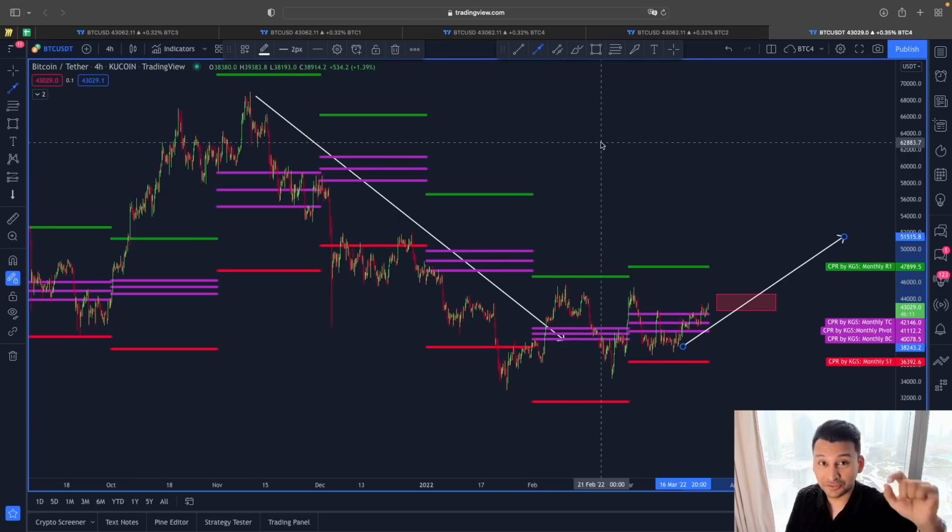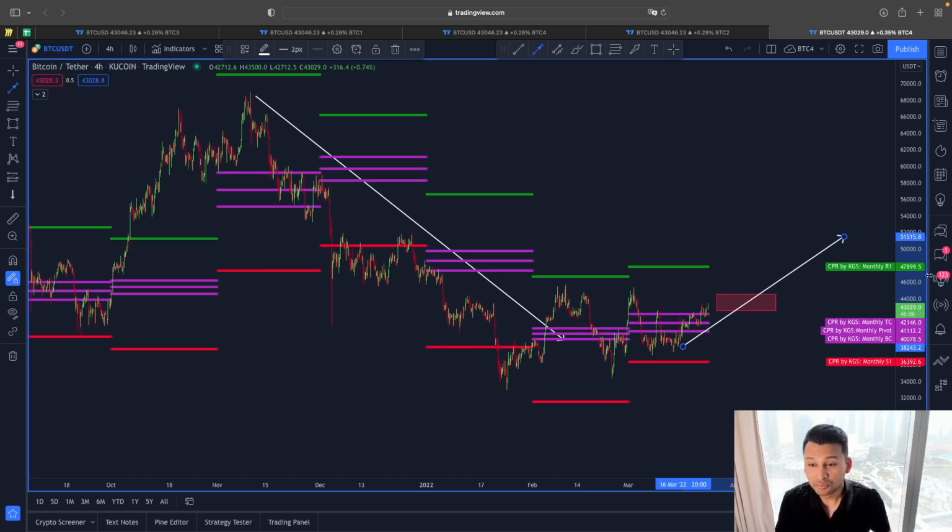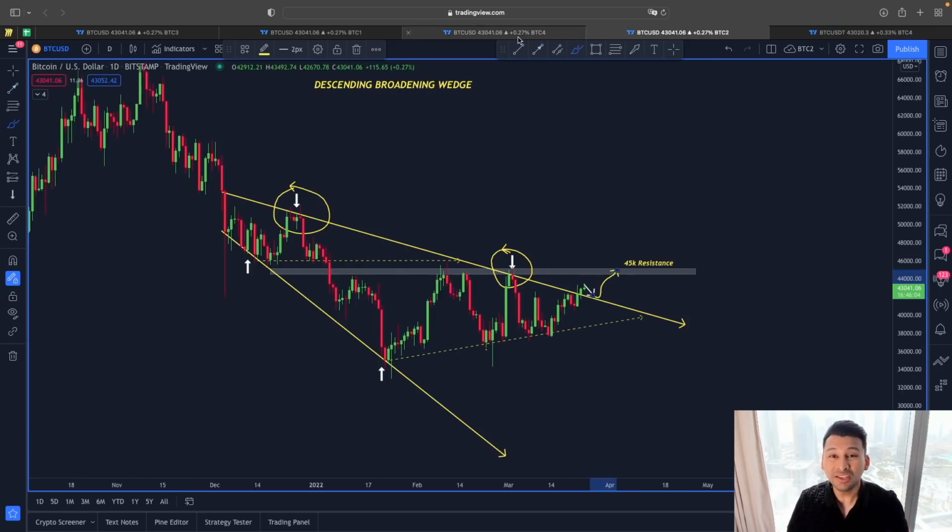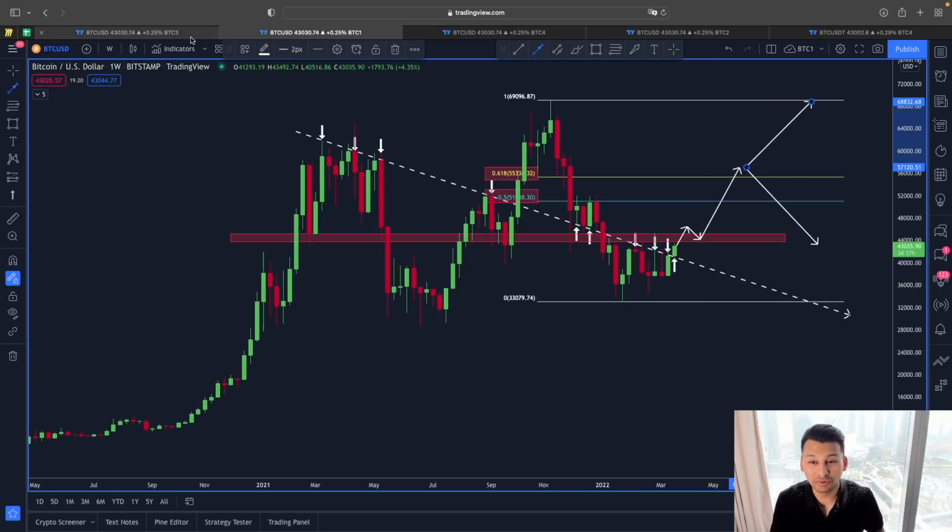But do not forget, guys, this 40 to 42,000 area support must remain to continue this price movement to the upper direction. So these are some of the interesting scenarios I thought of sharing with you in today's video.